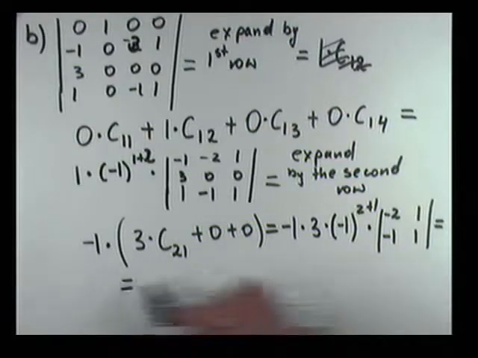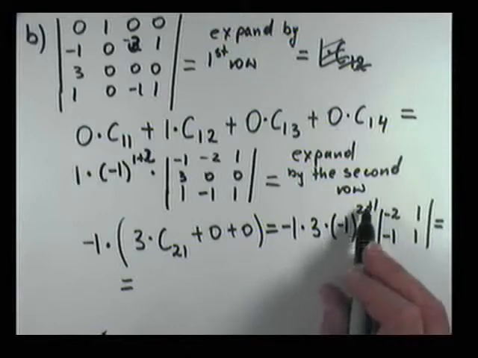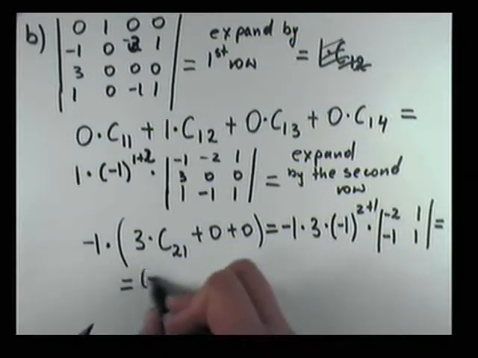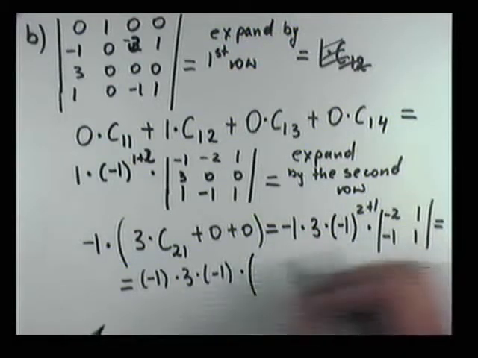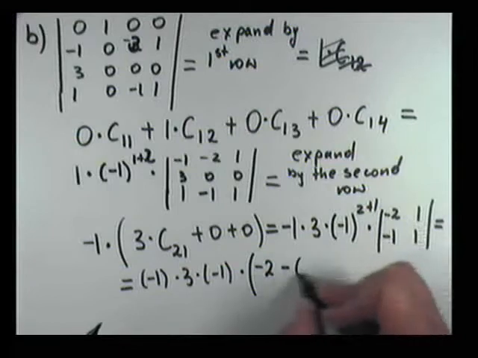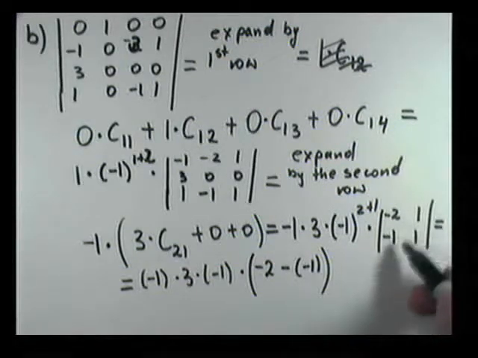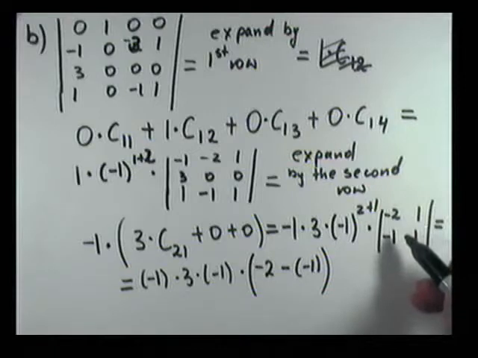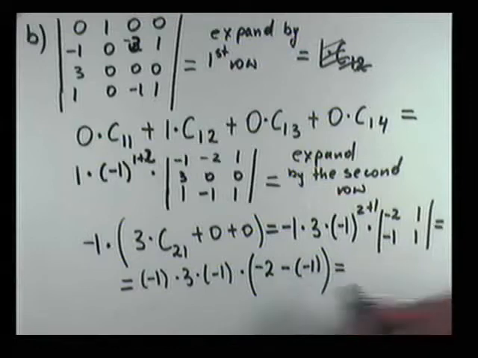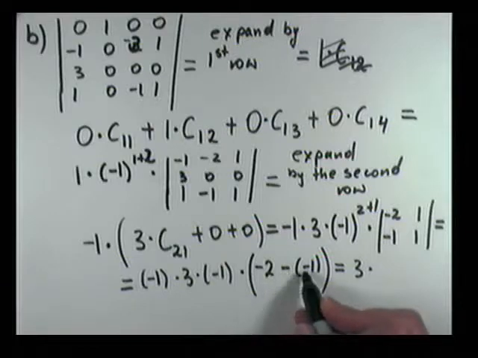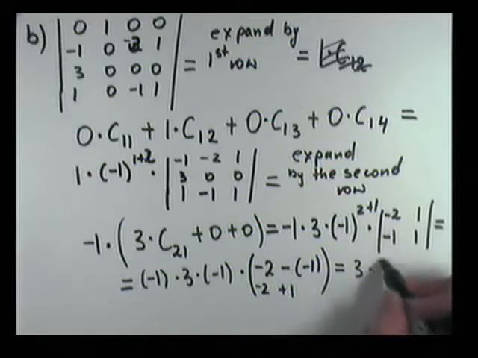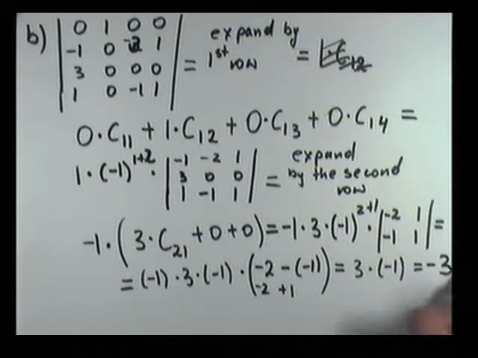Okay, so what we have? This would be to the power minus 1, so I have minus 1 times 3 times minus 1 times, multiply this one, minus 2 minus minus 1. Be careful about those. Minus is from the formula, and then when you cross multiply those two. So this is positive 3 times 2 plus minus minus 1, minus 2 plus 1. So this one is minus 2 plus 1, so this is minus 1. So the determinant is minus 3.